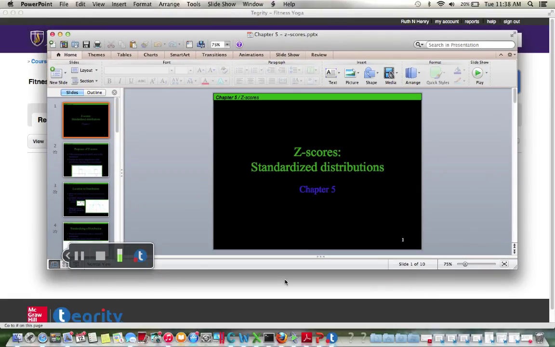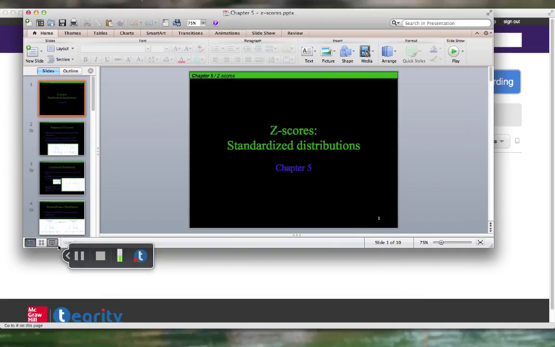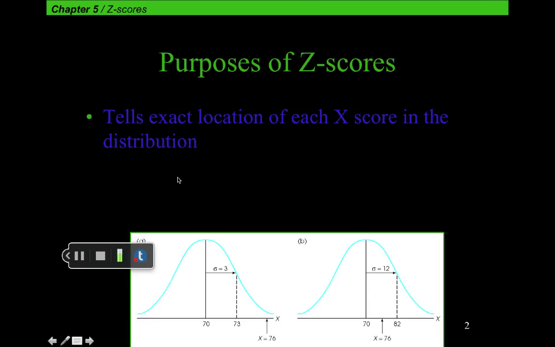Today we're going to talk about standardized scores, and z-scores are the main type that we will talk about in our discussion. This is chapter 5 in your book, of course. The purposes of z-scores, or any standardized scores really, are that it tells the exact location of each raw score in the distribution.